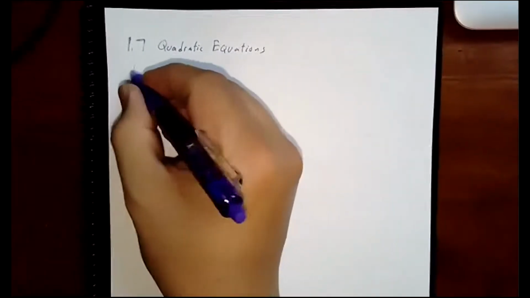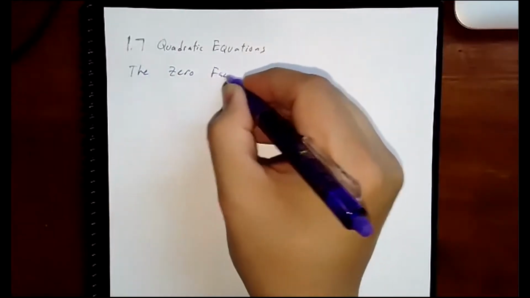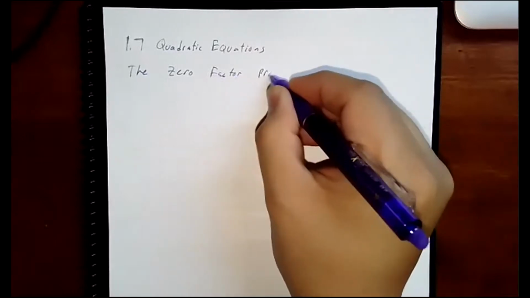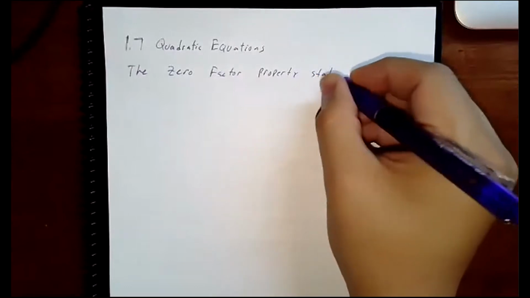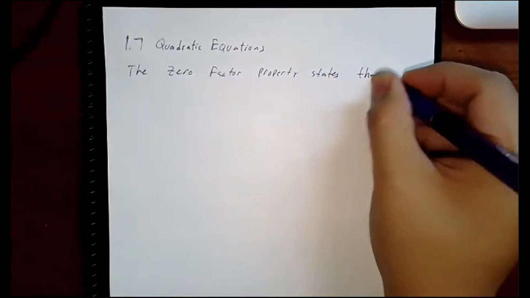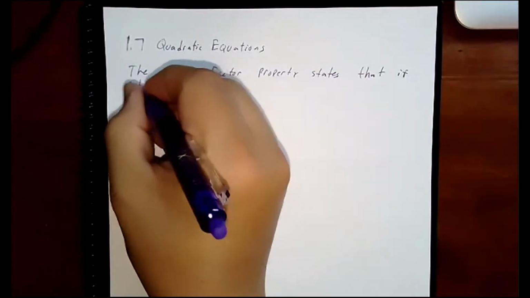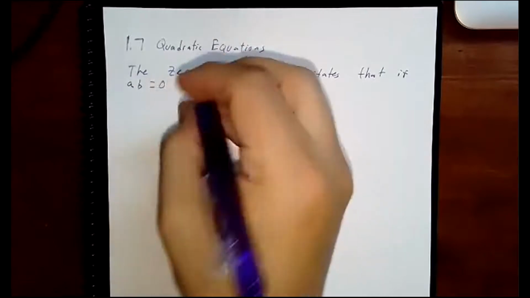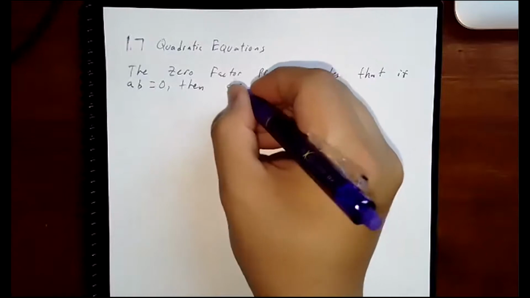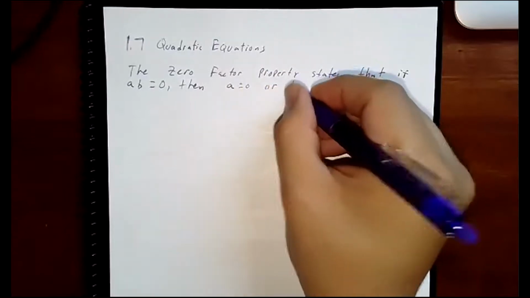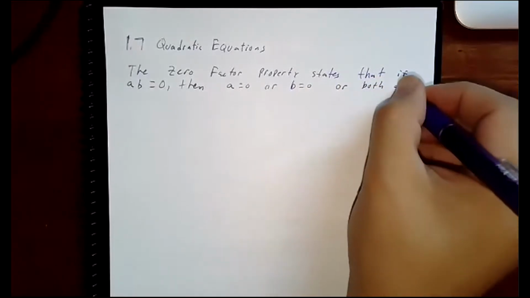Right, so the zero factor property states that if A times B is equal to 0, then A will be equal to 0, or B is 0, or both are 0.